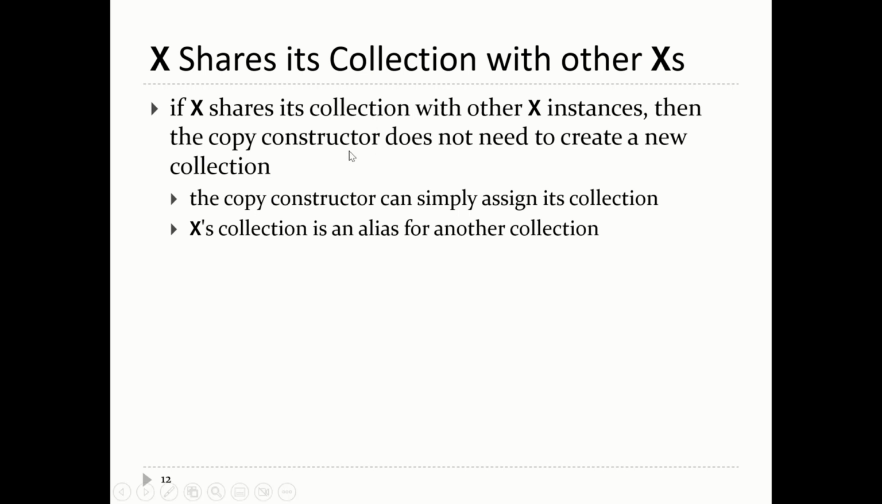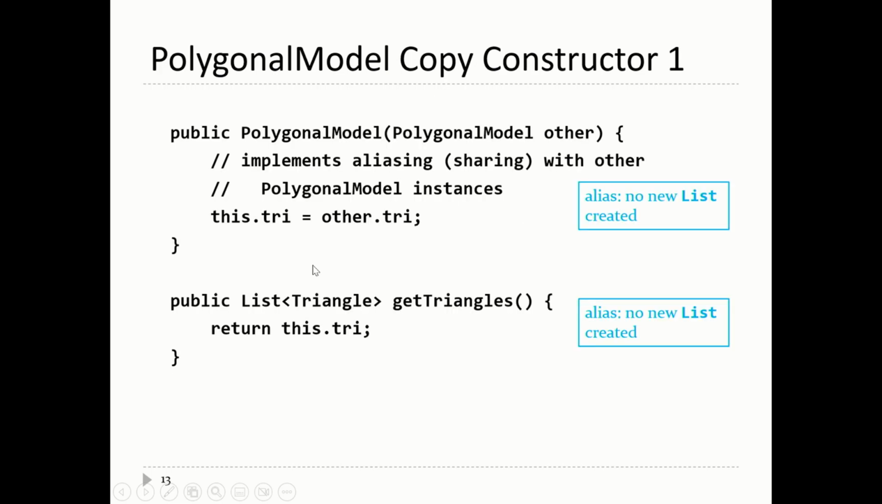Okay, so if you're going to do this, then you're basically implementing an aggregation, which is what we're doing now. Right? So your copy constructor in this case, if it copies another polygonal object, doesn't need to make a new list. You're just going to share the list with the other polygonal model. And so our copy constructor is very easy to implement. We just write this.tri equals other.tri, and away you go. So this is basically the same thing that you would do if you had primitive fields.